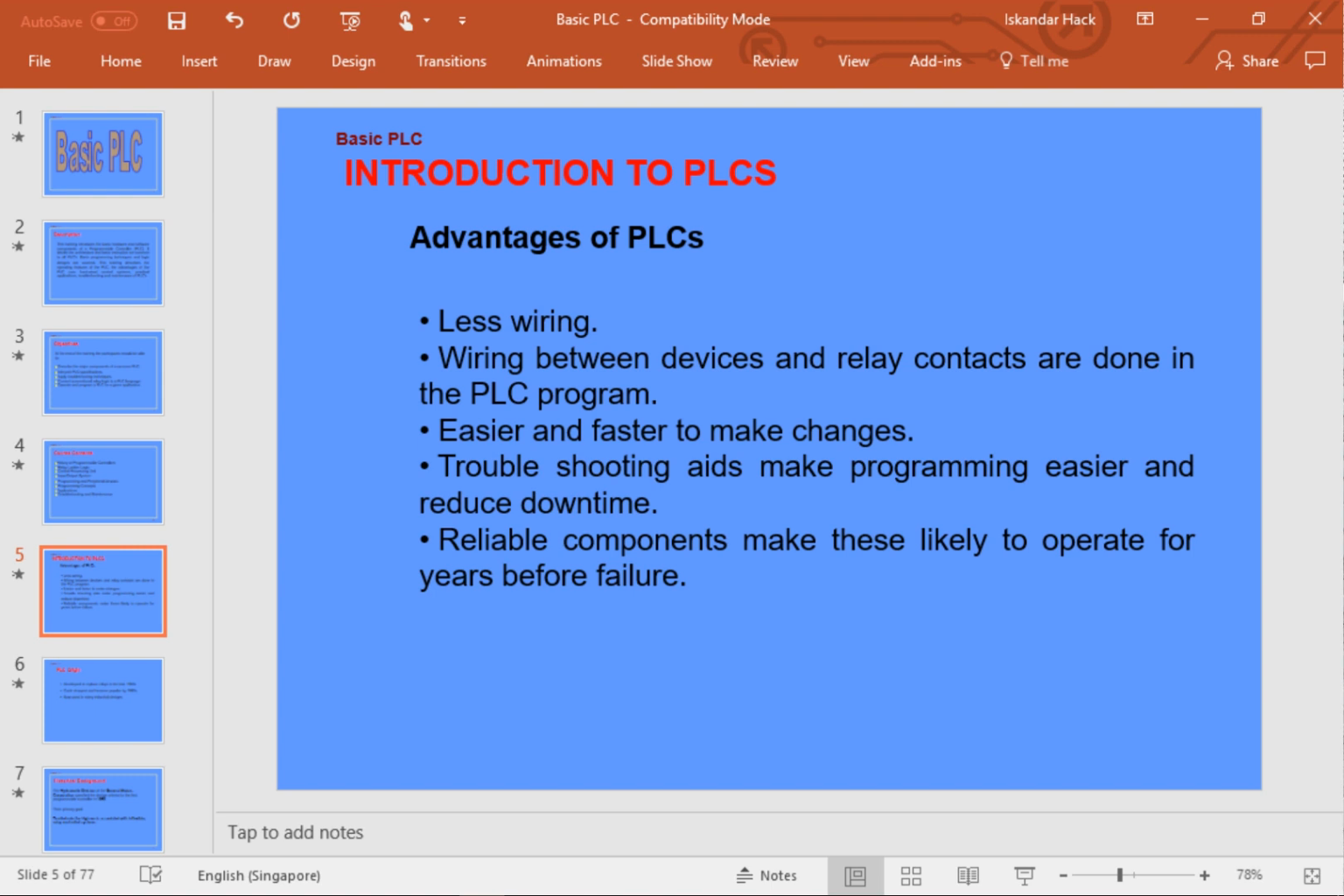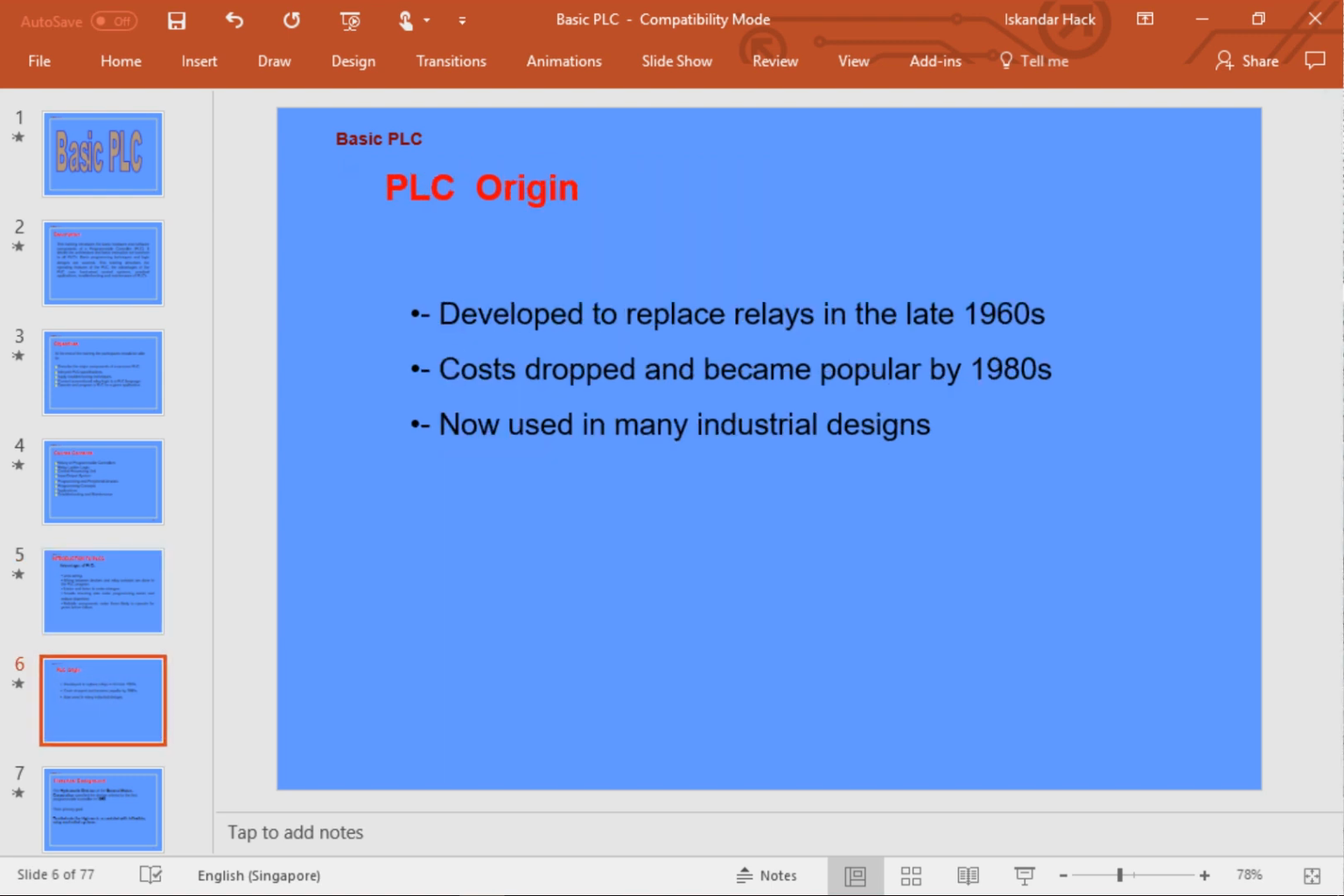A most common example of relay logic is the standard stoplight, which today still uses relay logic rather than PLCs; a lot of them still use relay logic. PLCs were developed to replace relays, cost dropped and they became popular by the 80s. Now they're used in probably 90 to 95% of factory automation designs. Relay logic really has disappeared for the most part, but relays are cheaper if you have a very small system.